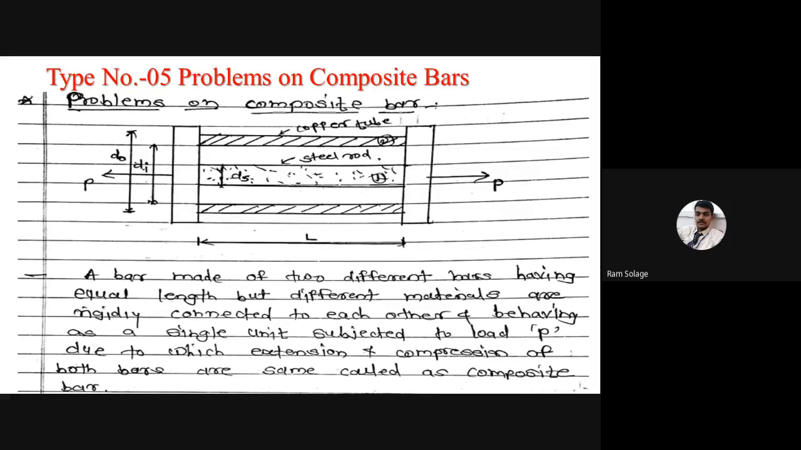Body number one, body number two. Body number one is the steel rod. Body number two is the copper tube. The dotted line shows the steel rod, and the hatching lines show the copper tube.